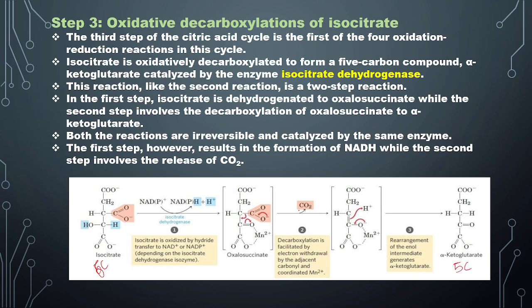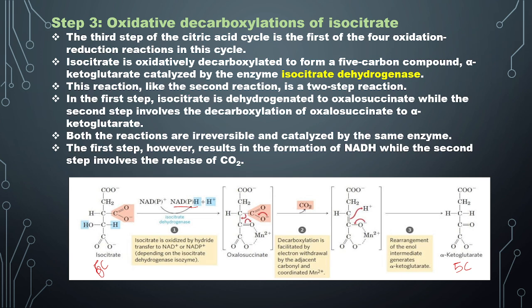Isocitrate loses one carbon dioxide molecule from its structure, and also 2 electrons and 2 hydrogens, and it gives them to NAD plus, forming NADH. This is catalyzed by the enzyme isocitrate dehydrogenase. Wherever dehydrogenase comes, NAD gets reduced to form an NADH molecule. There is an exception to this reaction we will discuss here.